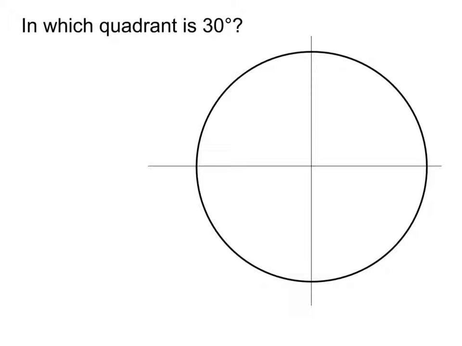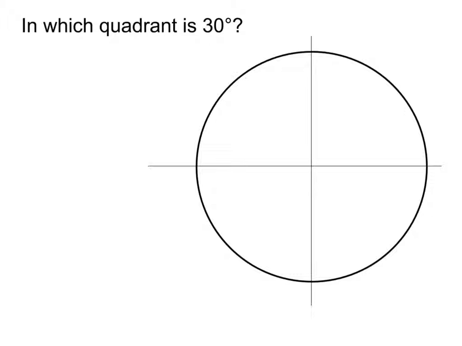We'll be talking about locations of angles on the circle, and one of the ways that we can narrow down the location of an angle is by starting by talking about what quadrant it's in. All right, so in this particular case, it's asking where 30 degrees is. The nice thing is that also gives me an opportunity to remind us about how we measure angles.